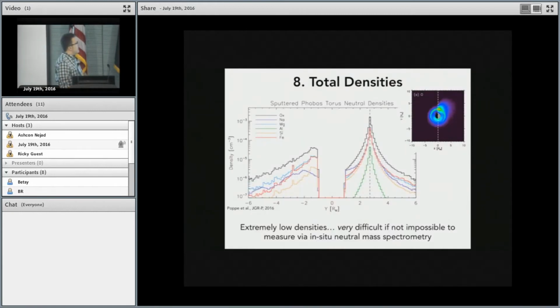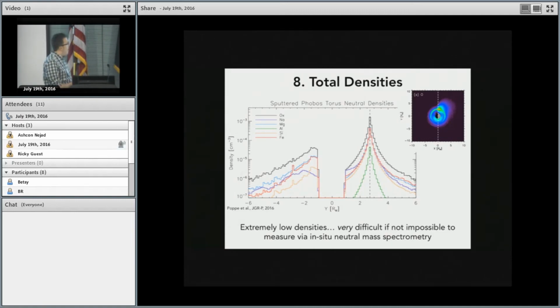Now the total densities, this is where it gets a little bit challenging. When you put in real numbers for what these fluxes should be, you end up with neutral densities that are 10^-3 per cc. That's incredibly low. It's much lower than I think any in situ neutral mass spectrometer can measure, akin to something like the NMS instrument on LADEE. It would never be able to measure densities this low. So this is an incredibly challenging, if not impossible, measurement to make with direct neutral mass spectrometry.